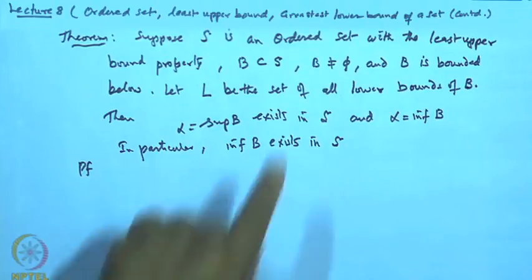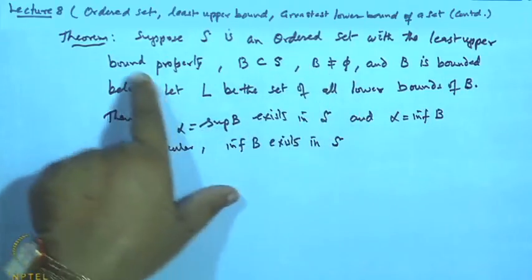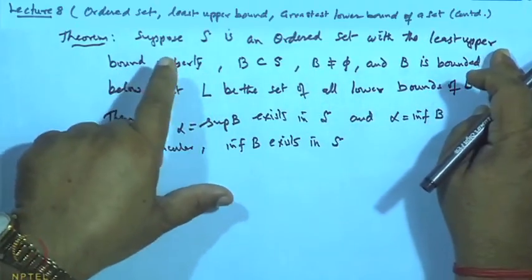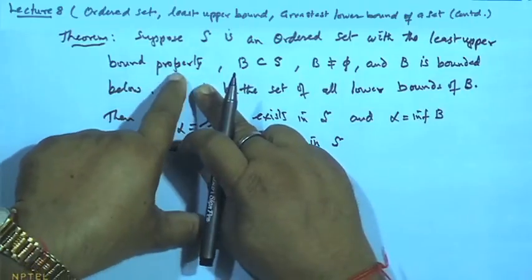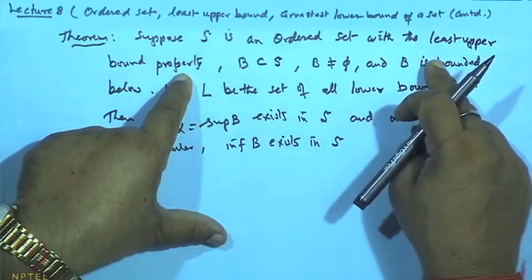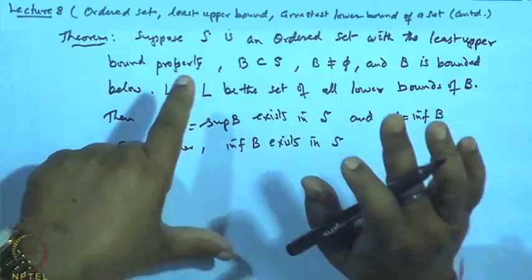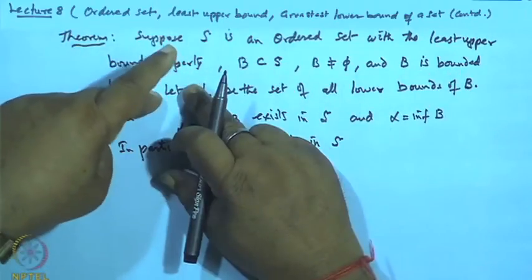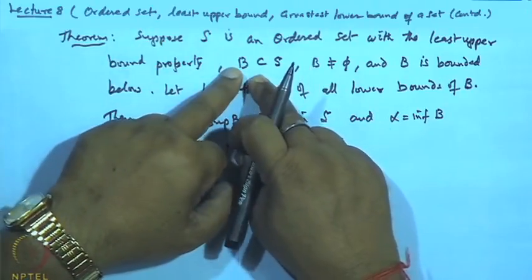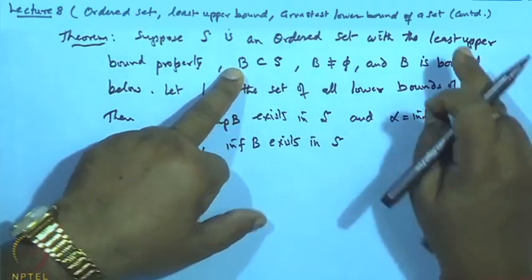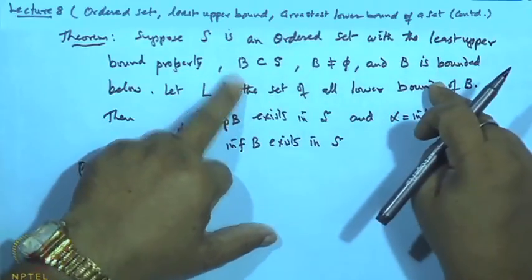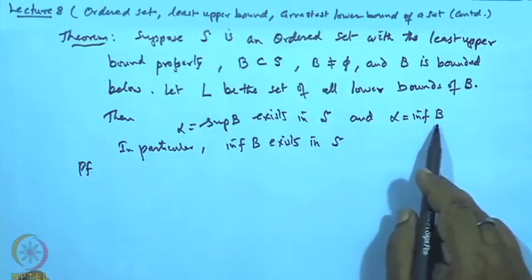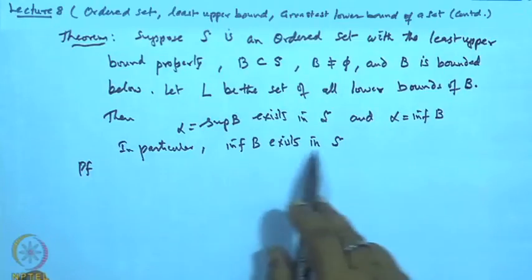What is given is S, an ordered set which has the least upper bound property. Upper bound property means if any non-empty subset of S has an upper bound, then the supremum of this subset will exist in S. Now, here we are assuming that S has the least upper bound property and a non-empty subset B is bounded below. Then because of this property and this condition, we will show that B will have the greatest lower bound and the infimum of B will exist in S.